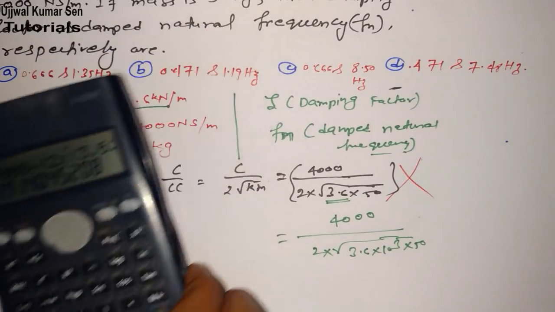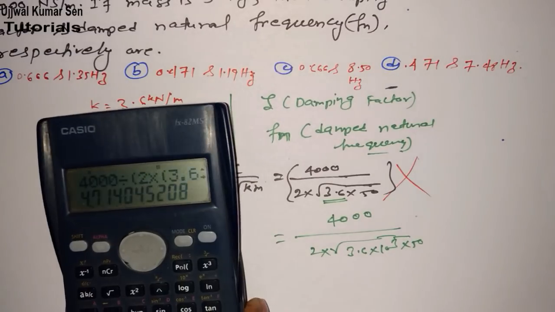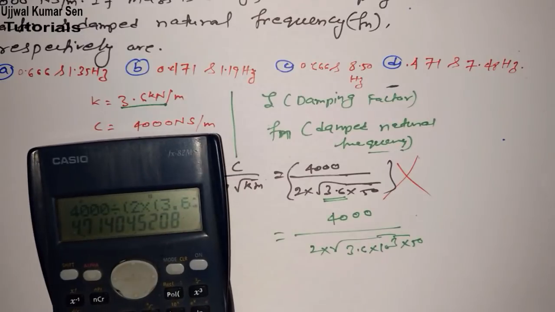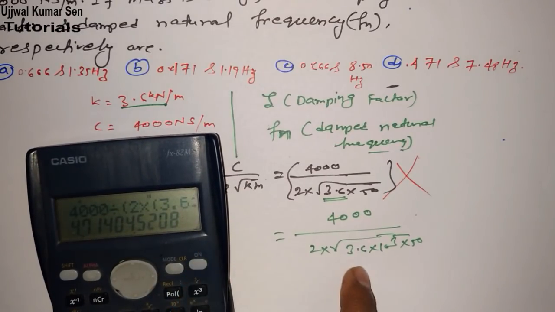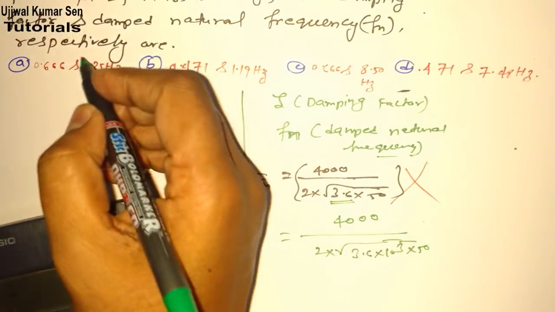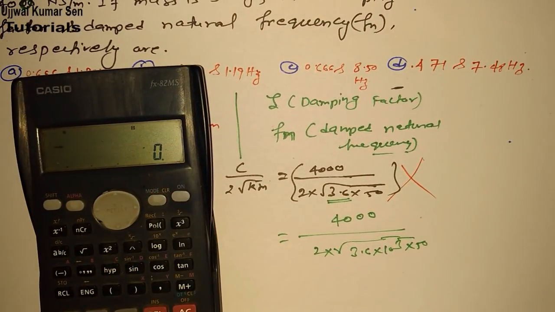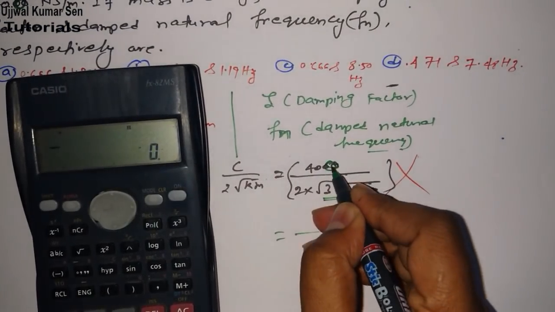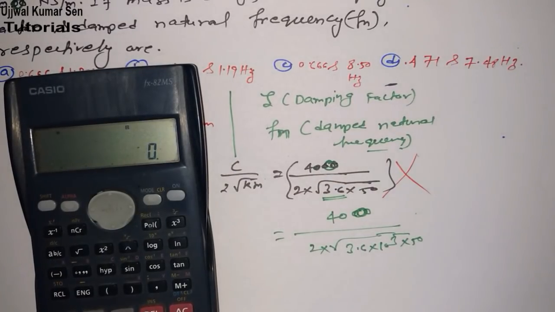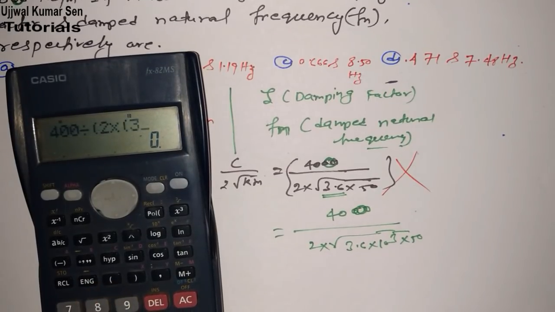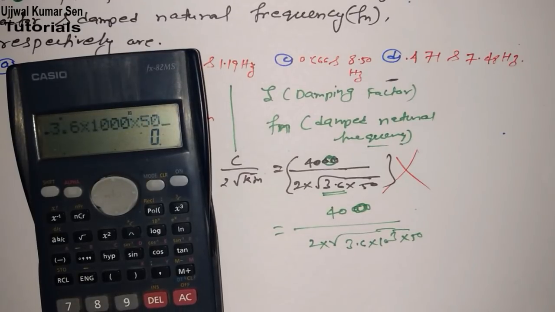So what exactly are we getting here? I think there is some calculation mistake. Let me check first. Of course, it's 400, not 4000 exactly. That's why it was giving a different value. I have taken the question from previous year papers. It's 400, not 4000. So 400 divided by 2 multiplied by 3.6 times 1000 multiplied by 50.